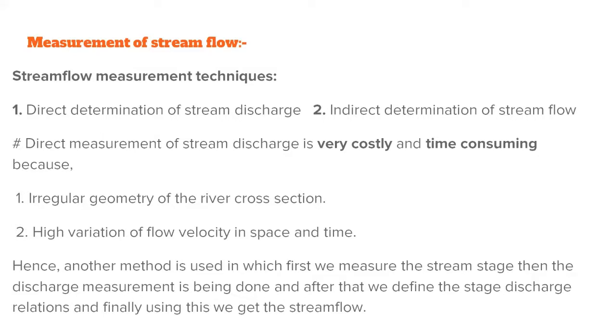Direct measurement of stream discharge is very costly and time consuming because of the irregular geometry of the river cross section and the high variation of flow velocity in space and time. Most of the rivers require a series of measurements of flow velocity in each subsection of the cross section to achieve one accurate measurement of discharge, which is not an easy task. So, another method is used in which first we measure the stream stage, then the discharge measurement is done, and after that we define a relationship which is called the stage discharge relationship. Finally, using this, we get the stream flow.